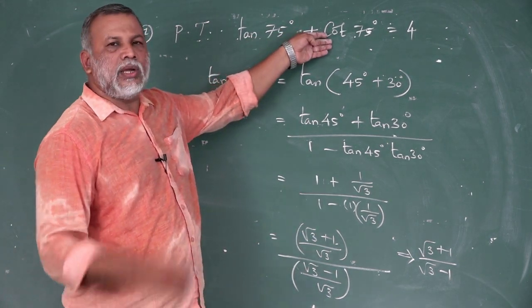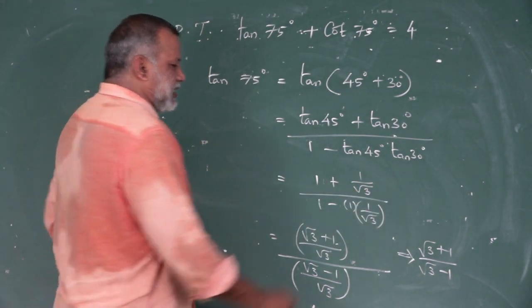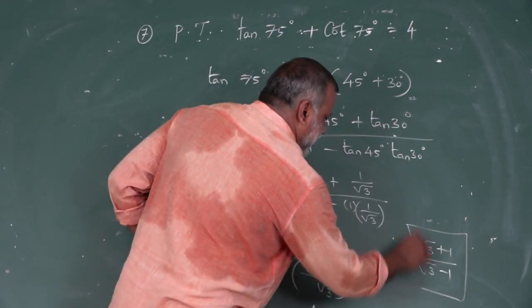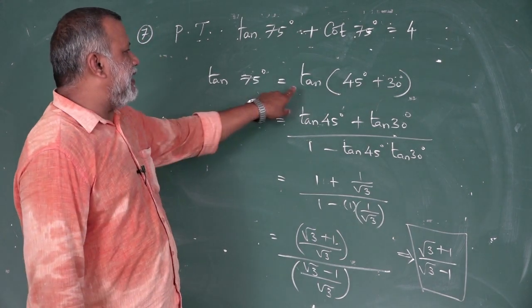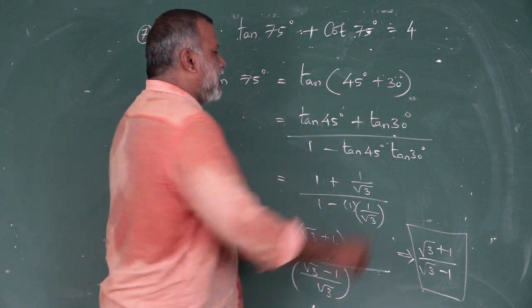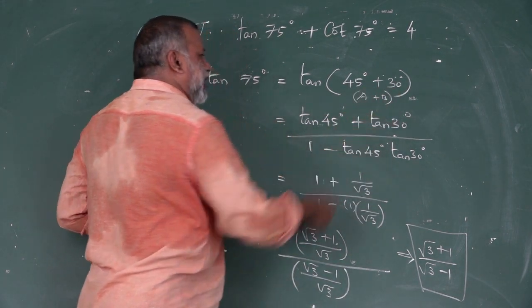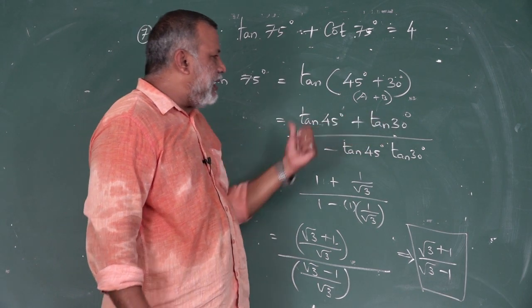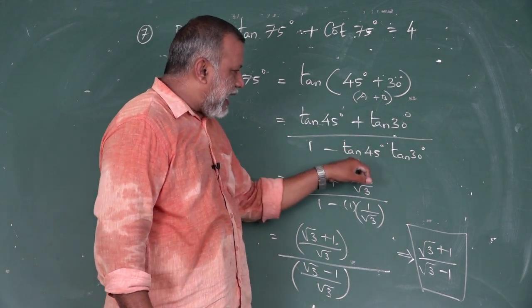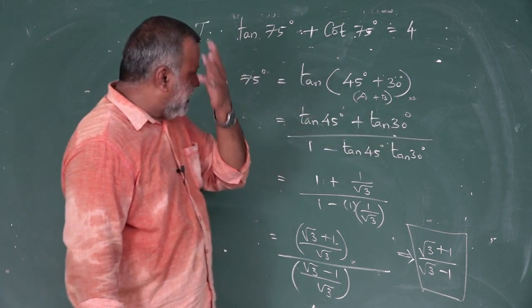This is tan of 75. Immediately we can get cot of 75. Very simple, just take the reciprocal. Once again, tan of 75 can be split in the form of tan of 45 plus 30. So it is in the form of tan of a plus b. So we can expand tan a plus tan b divided by 1 minus tan a tan b. A is replaced by 45, b is replaced by 30.